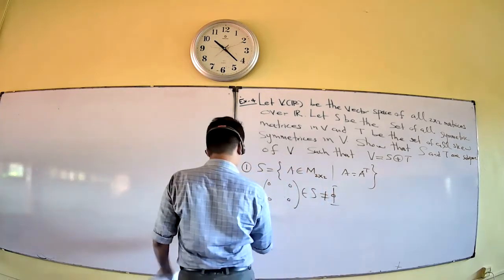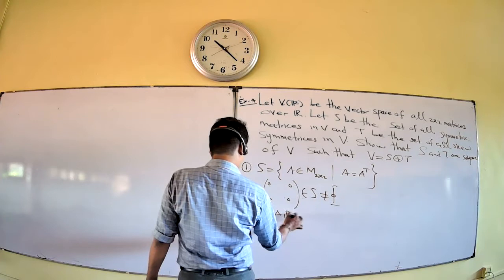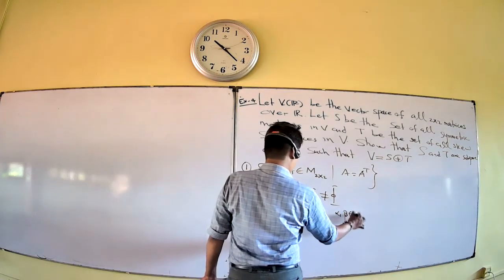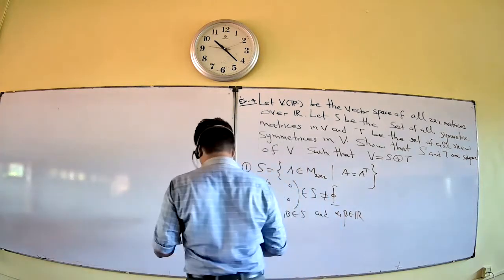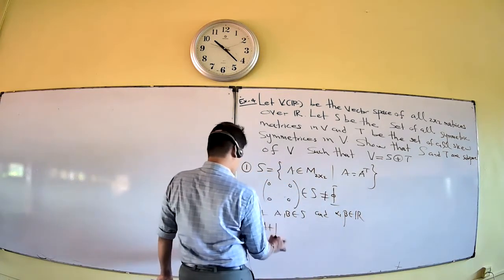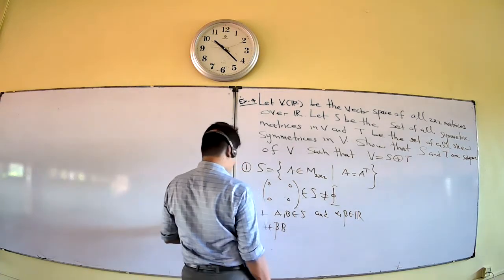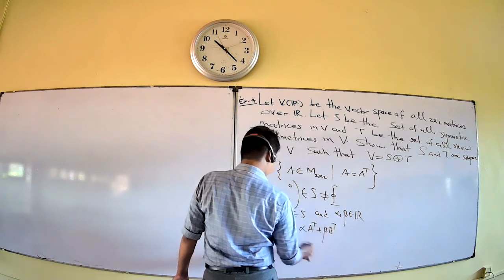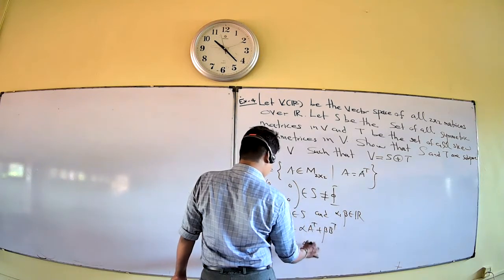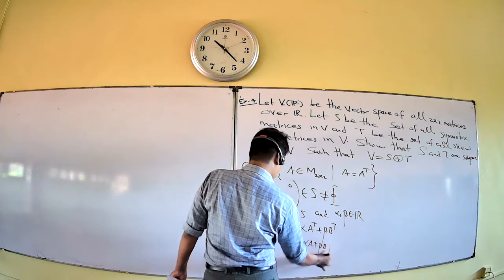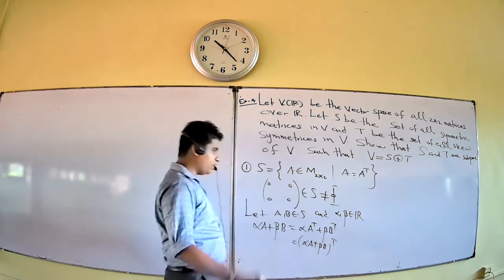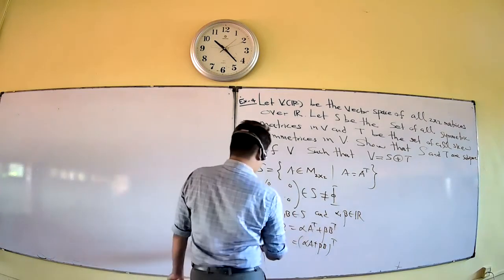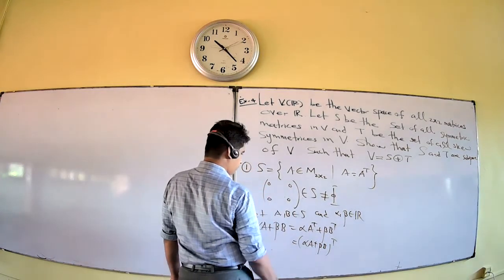Now let A, B belong to S and alpha, beta belong to real numbers. So alpha A, beta B. This is alpha A transpose, beta B transpose. A, alpha, beta scalars, then you can easily write alpha A plus beta B transpose, because alpha transpose again alpha, beta transpose again beta. So alpha A plus beta B equals alpha A plus beta B transpose.